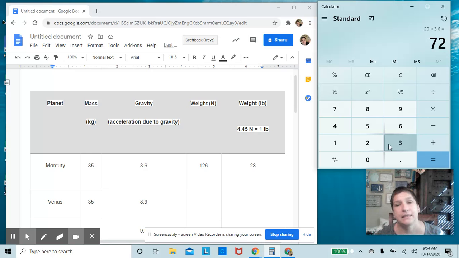No, the mass is still the same. The mass is still 20 kilograms, but the pull of gravity is less. So the force that is pushing down on my hands as I'm holding that pumpkin is going to be less. Now, what does that mean here in the United States?